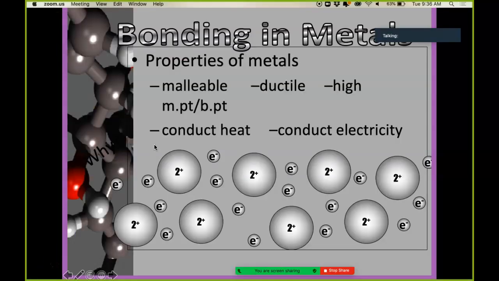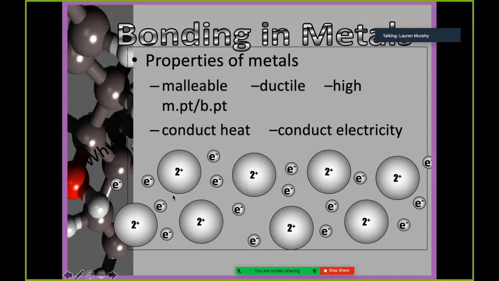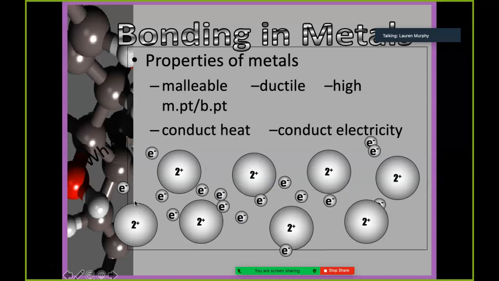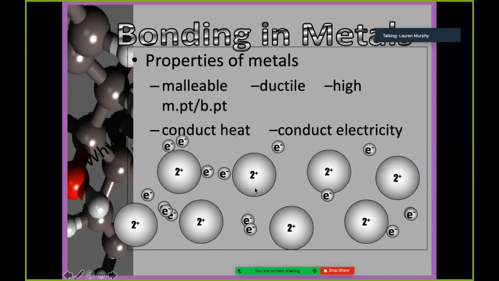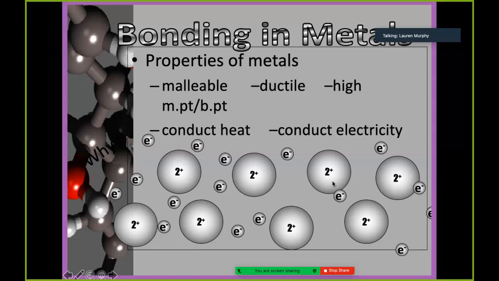So let me pause. I'm sorry I wasn't sharing my screen. Again, you have these zinc atoms. Zinc has 2 valence electrons. Now, all these atoms are letting their electrons be delocalized, meaning they don't fly off the atom, but they move freely between all of the other zinc atoms.